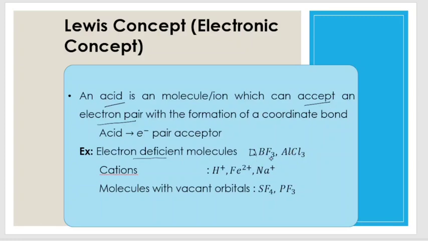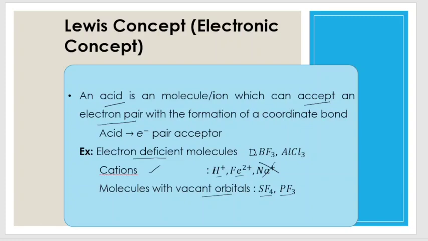Not only BF3 and AlCl3, even if we consider cations like H+, Fe2+ and all, they readily accept the pair of electrons, but not Na+, I guess. Here they have mentioned a wrong example. So these two have the empty orbitals, so they readily gain the electron pairs. Hence, the cations with the vacant orbitals readily accept the pair, hence Lewis acids. Molecules with vacant orbitals like SOF4, PF3 and all also act as Lewis acids.